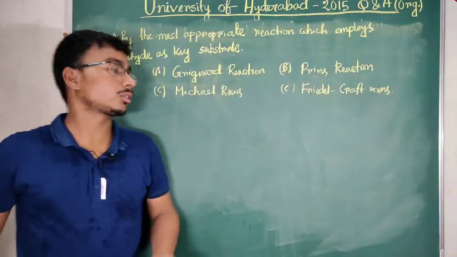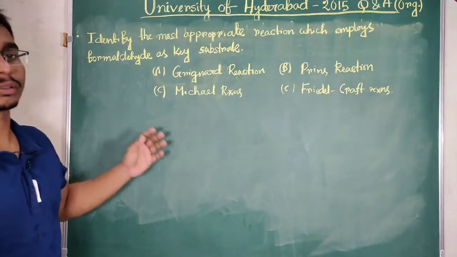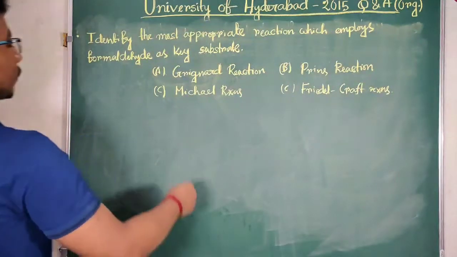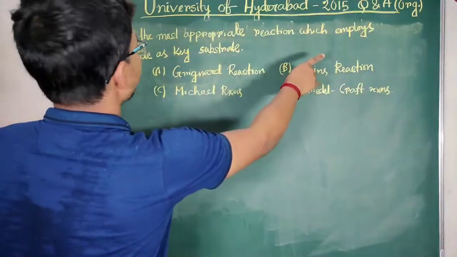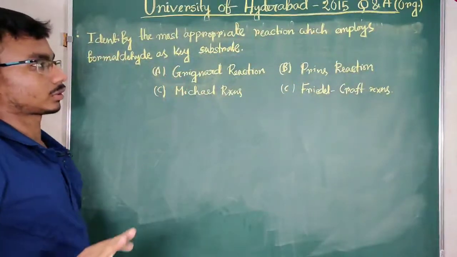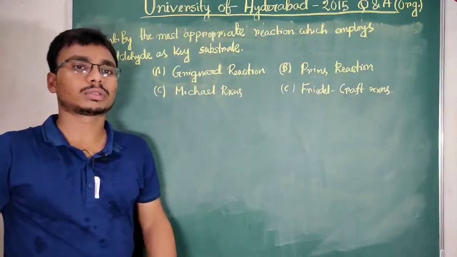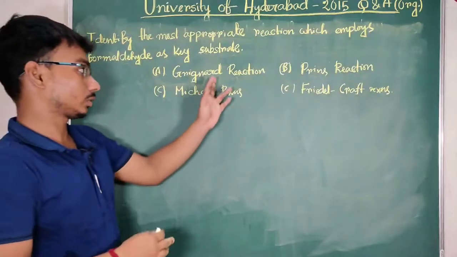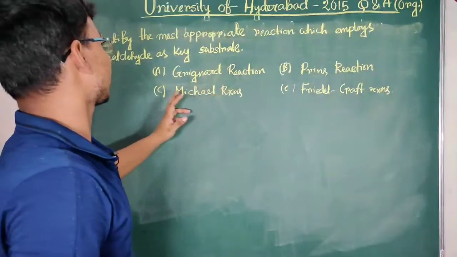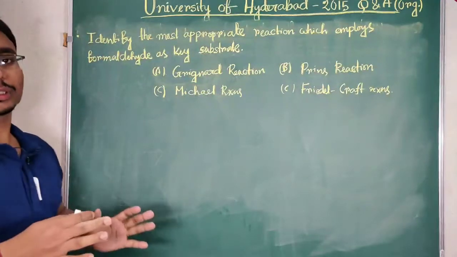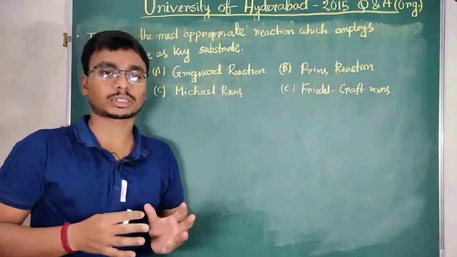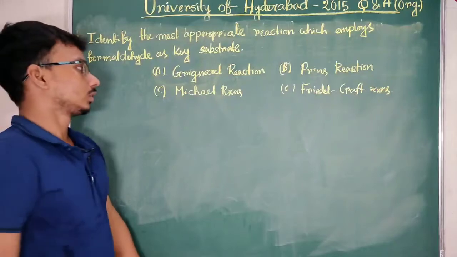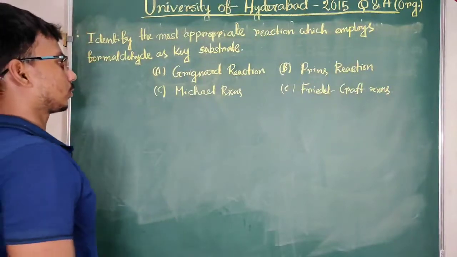So let's solve our next question. What is our next question? Next question is: the most appropriate reaction which employs formaldehyde as a key substrate. So they want to know that in these 4 reactions, in which reaction the starting material is formaldehyde. The reaction starts with formaldehyde. So we go through these reactions.